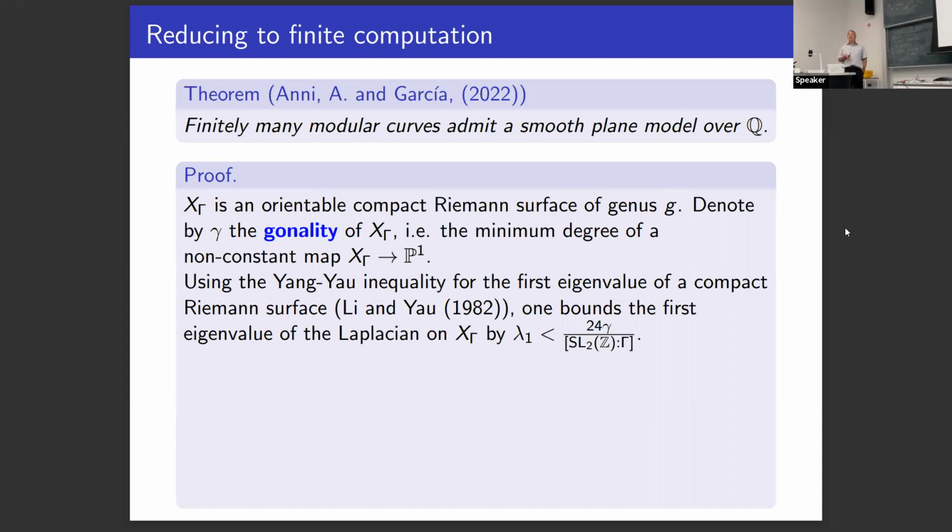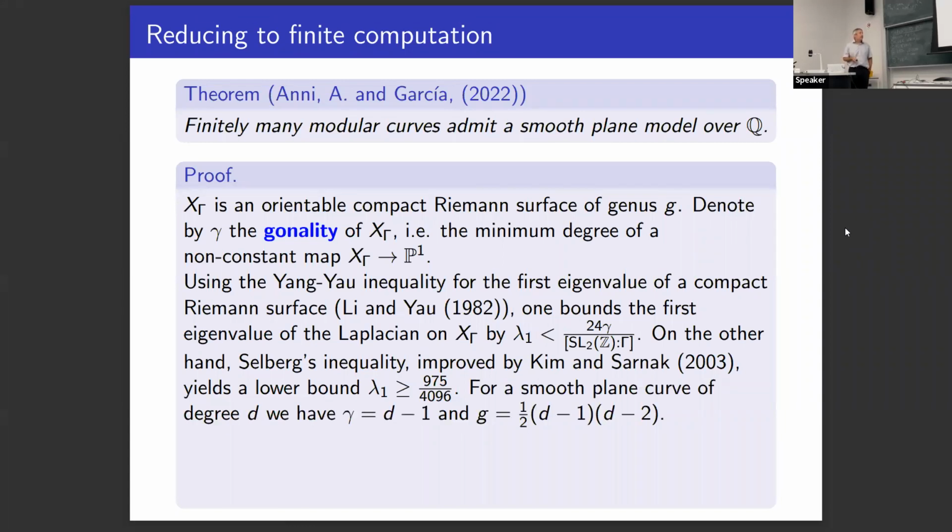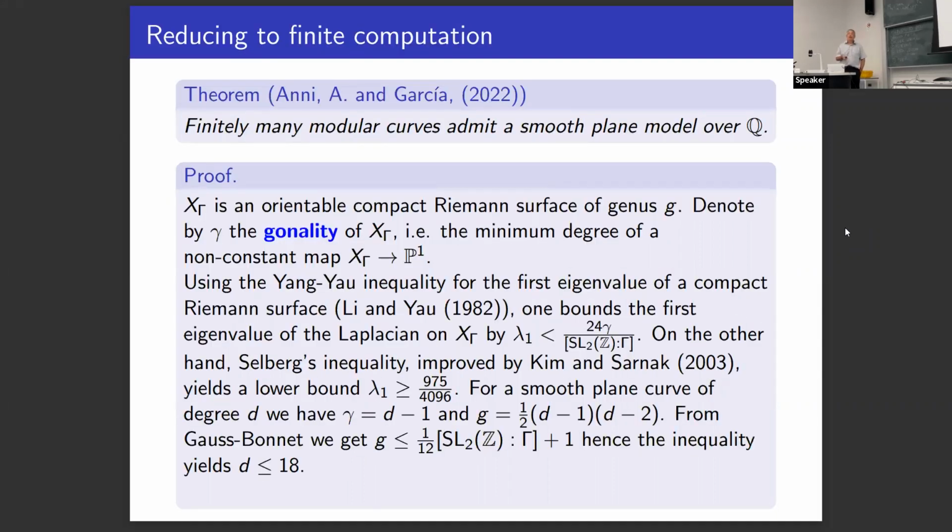On the other hand, we have Selberg's inequality, improved by Kim and Sarnak, that gives us a lower bound on this eigenvalue. Conjecturally, this is a quarter, but that's enough for us. And if we assume that our curve is a smooth plane curve of degree d, then the genus and the gonality have explicit formulas depending on the degree. So it's a nice game, and we just get a nice inequality on the degree, and we figure out the degree is at most 18.